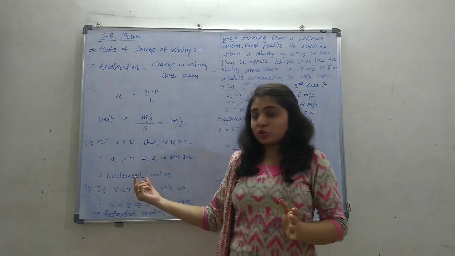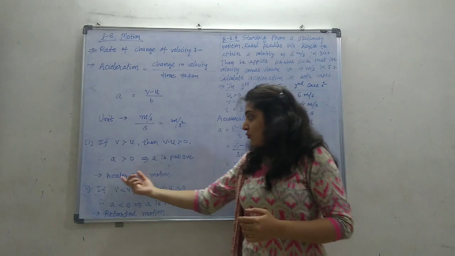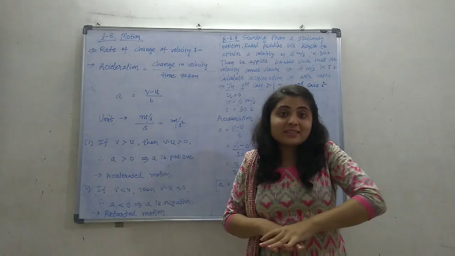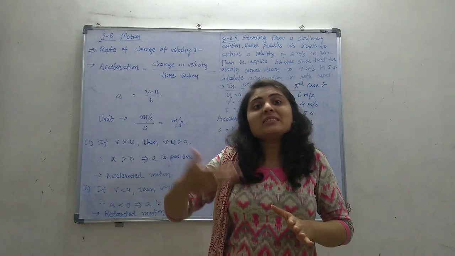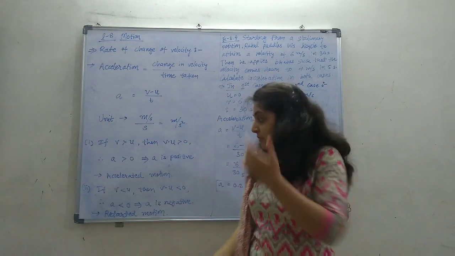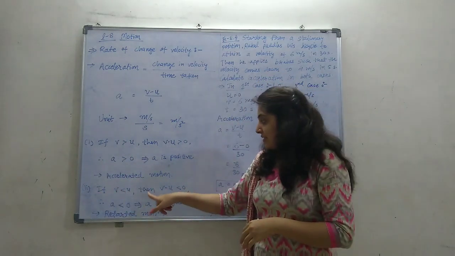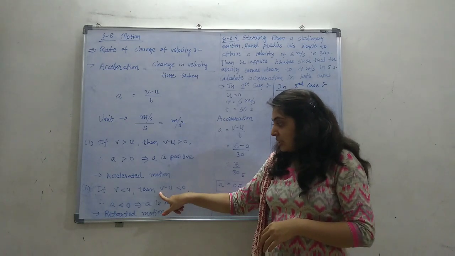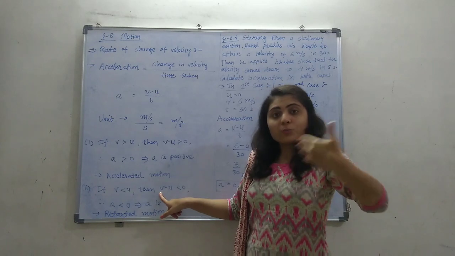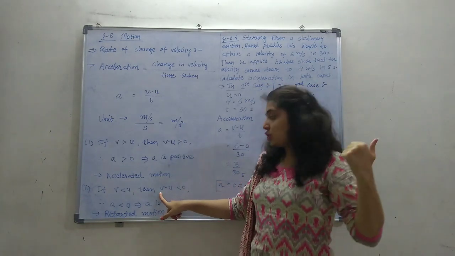So this type of motion is represented as accelerated motion. For the accelerated motion, acceleration is positive, which represents that the object is speeding up. The velocity of the object is increasing. For the second case, if v is less than u, that means final velocity is less than the initial velocity. That means the object slows down and finally the velocity is smaller than the initial one.